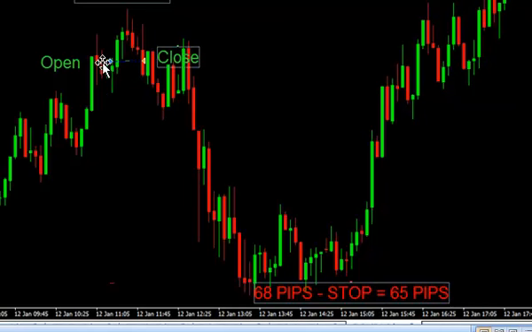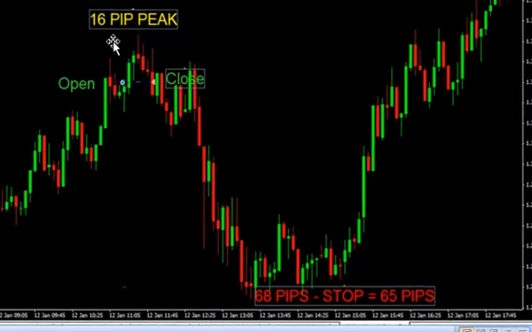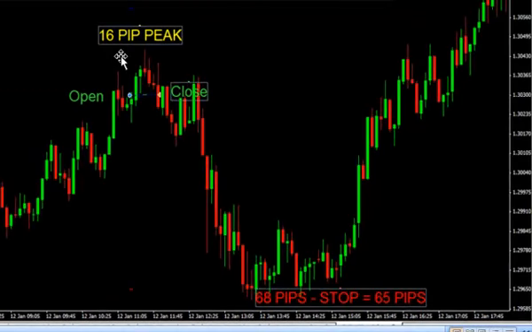We open the trade right here. You can see that the trade instantly starts to rise and goes up. It peaks at a 16 pip peak in this example. Now, with this new Smart EA, I would do a couple of things. Number one, I would set a break even. I would want it to move my stop loss to break even after I hit 12 pips in profit. So once I've got up to about this mid area here, I would take my stop loss from 65 pips and bring it to my break-even point here.